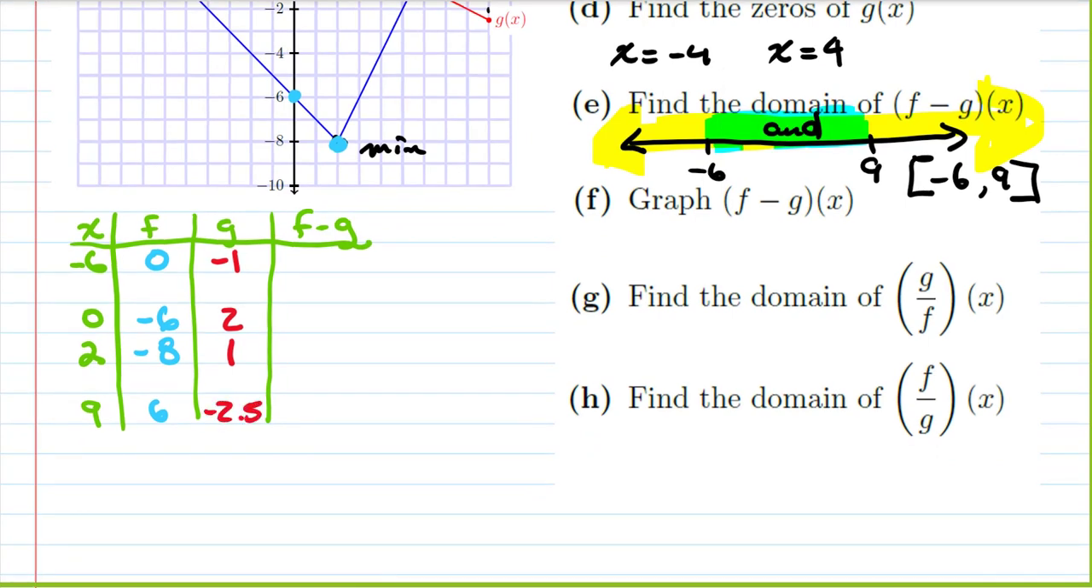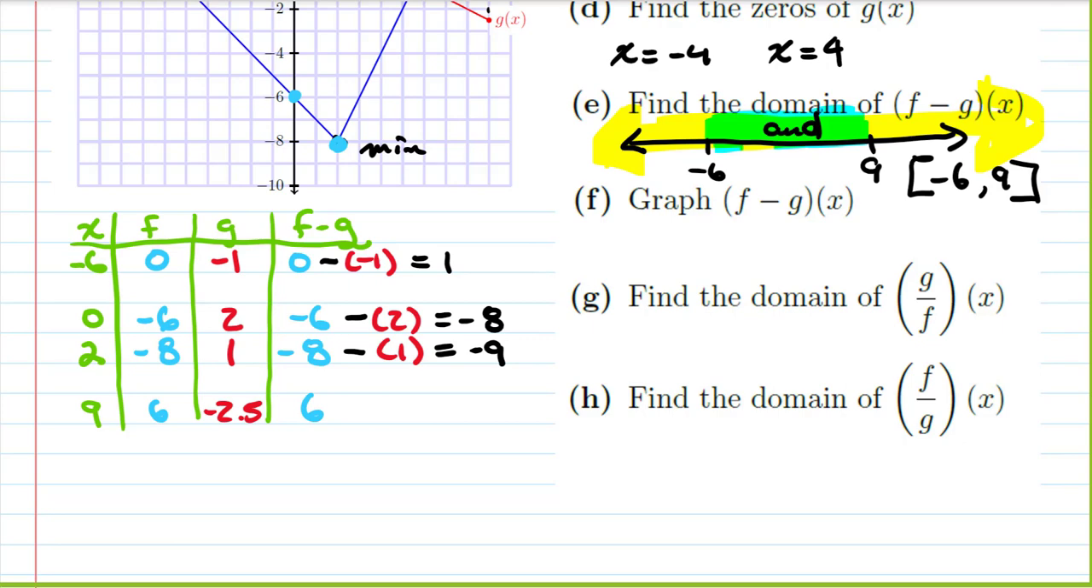But our goal was to find f minus g. So that's going to be 0 minus our g, which is -1. So 0 minus a -1 is 1. And then we have -6 minus 2, which is going to give us -8. And then we have f minus g, so -8 minus +1. So -8 minus 1 gives us -9. And we have 6 minus -2.5. And minus minus makes it positive, and we're going to end up with +8.5.